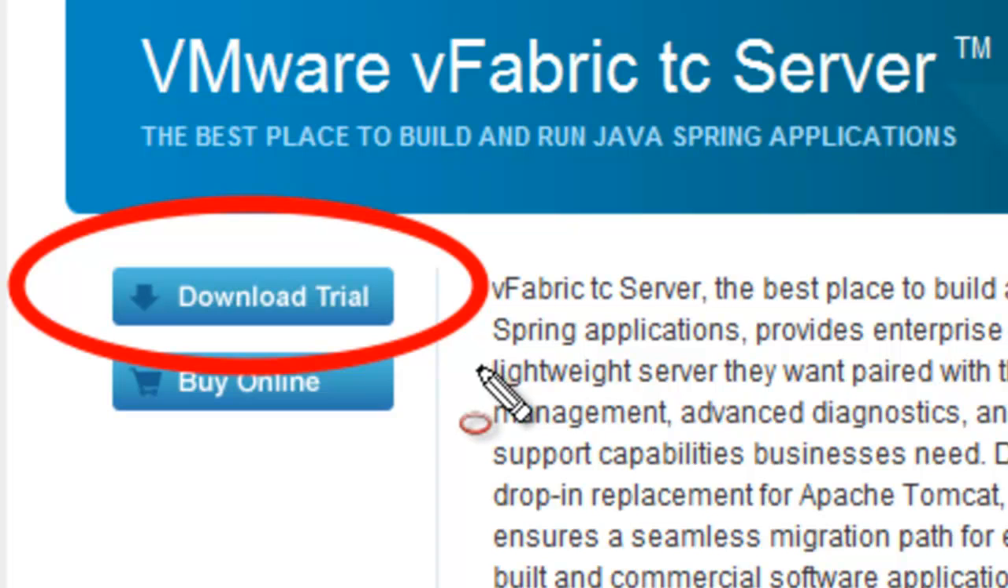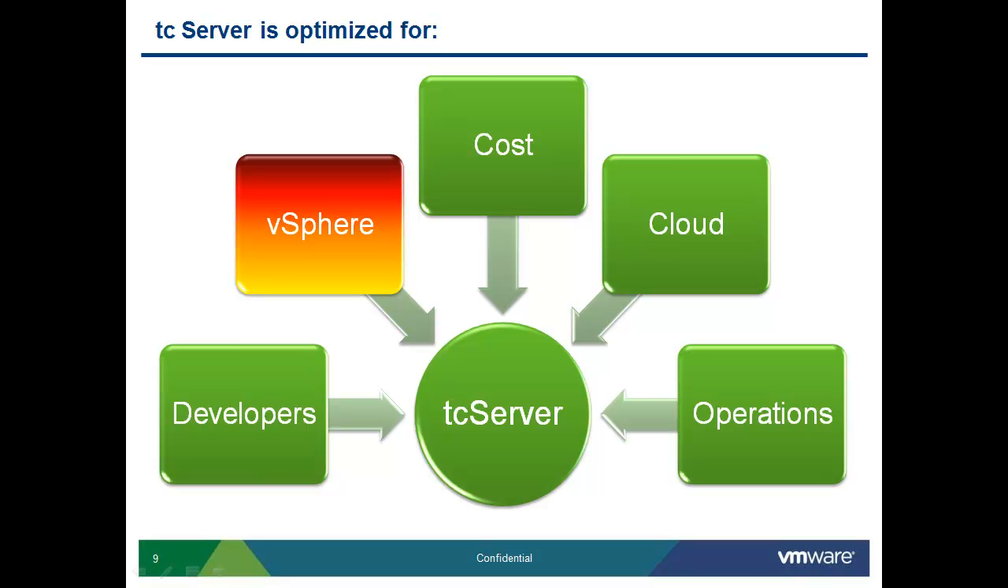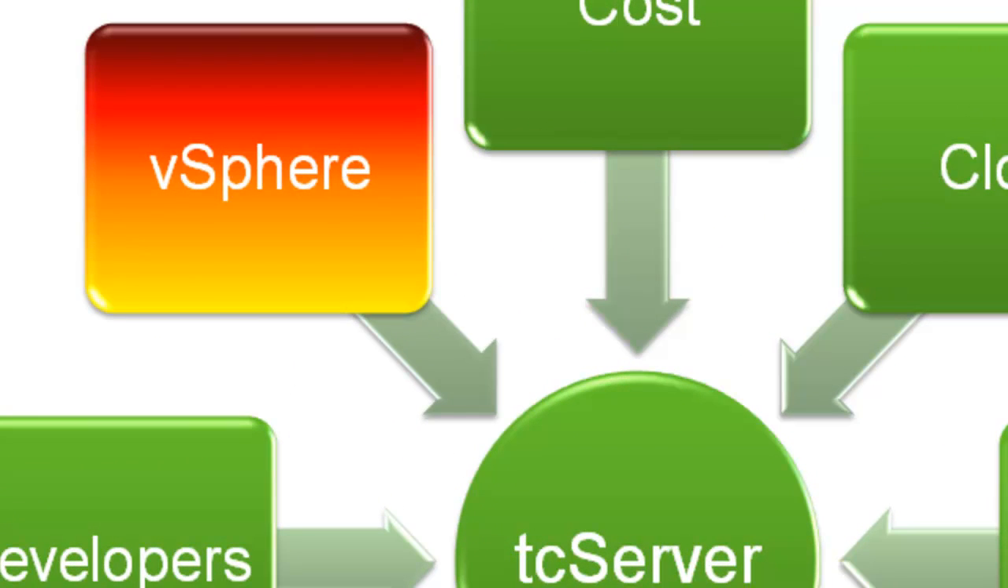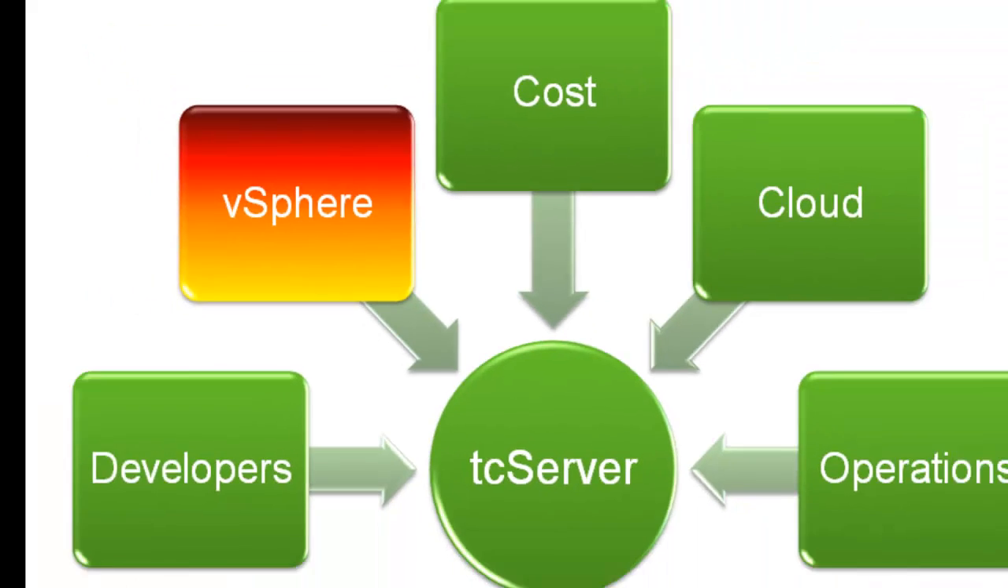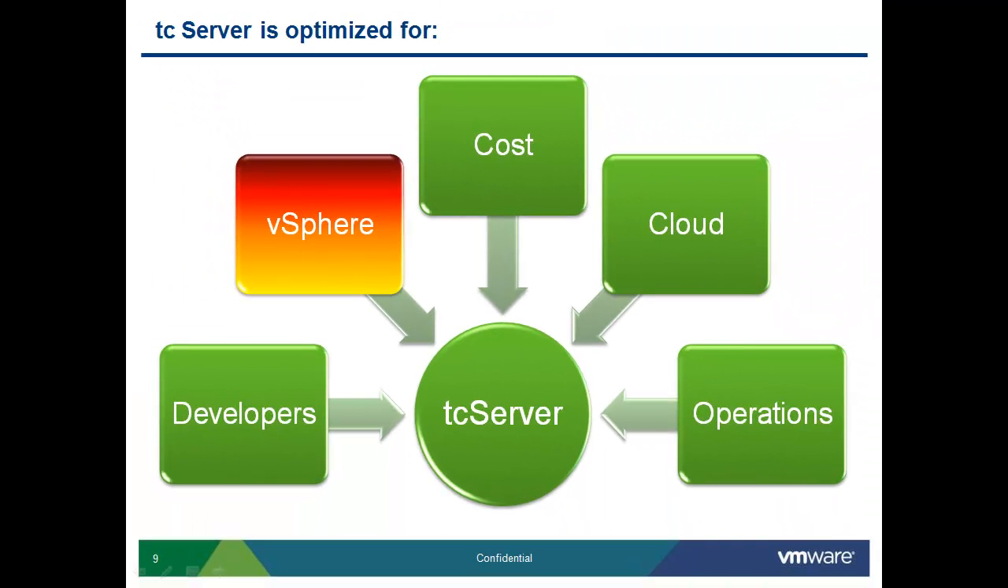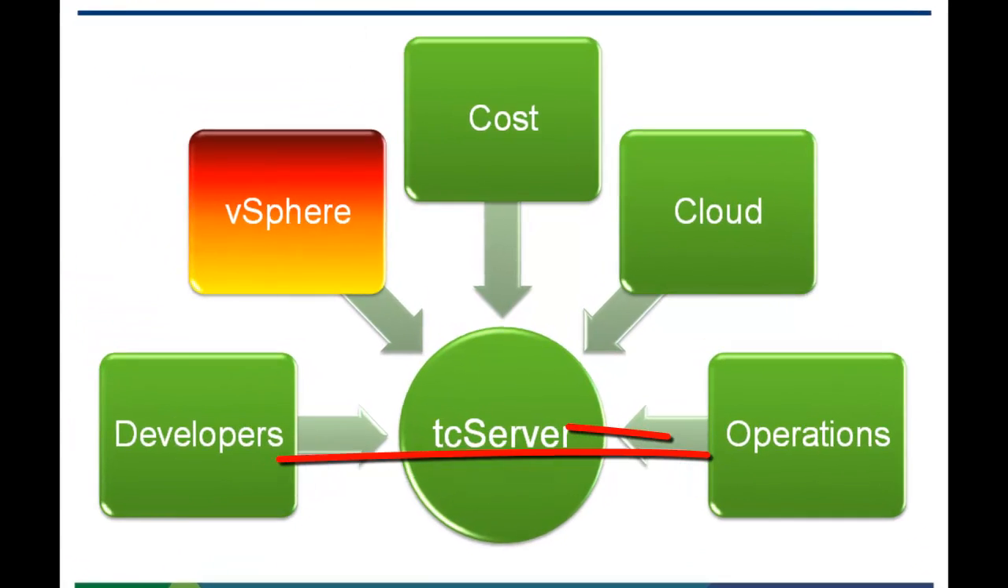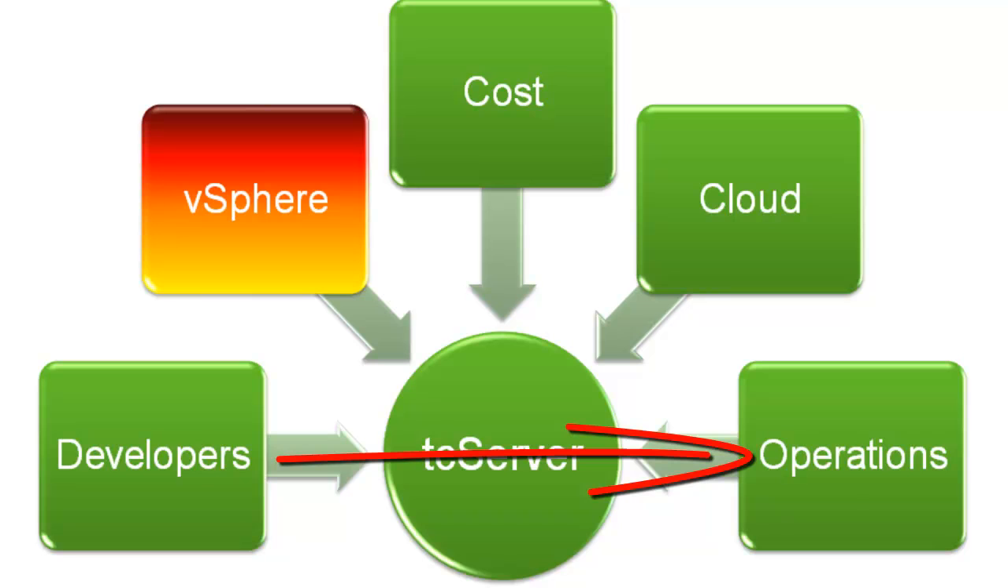While cost is one of the main benefits, TC Server is also optimized at different levels. It has vSphere integrations, optimizing it for consolidation of Java workloads in virtual environments. It has integrations with developers and operations, bridging the gap between these two organizations.